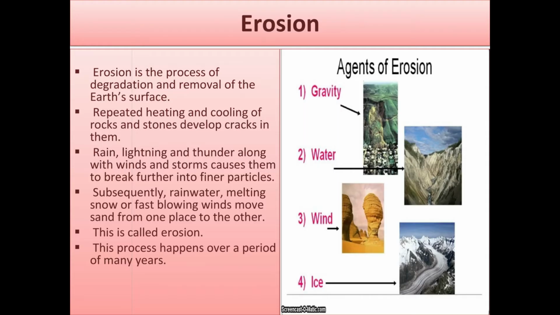Erosion. Erosion is the process of degradation and removal of the Earth's surface. You would have seen sand. It's a fine particle of stones, and stones are smaller pieces of rocks. Repeated heating and cooling of rocks and stones develop cracks in them. Rain, lightning, and thunder, along with winds and storms, cause them to break further into finer particles. Subsequently, rainwater, melting snow, or fast-blowing winds move sand from one place to the other. This is called erosion. This process happens over a period of many years.